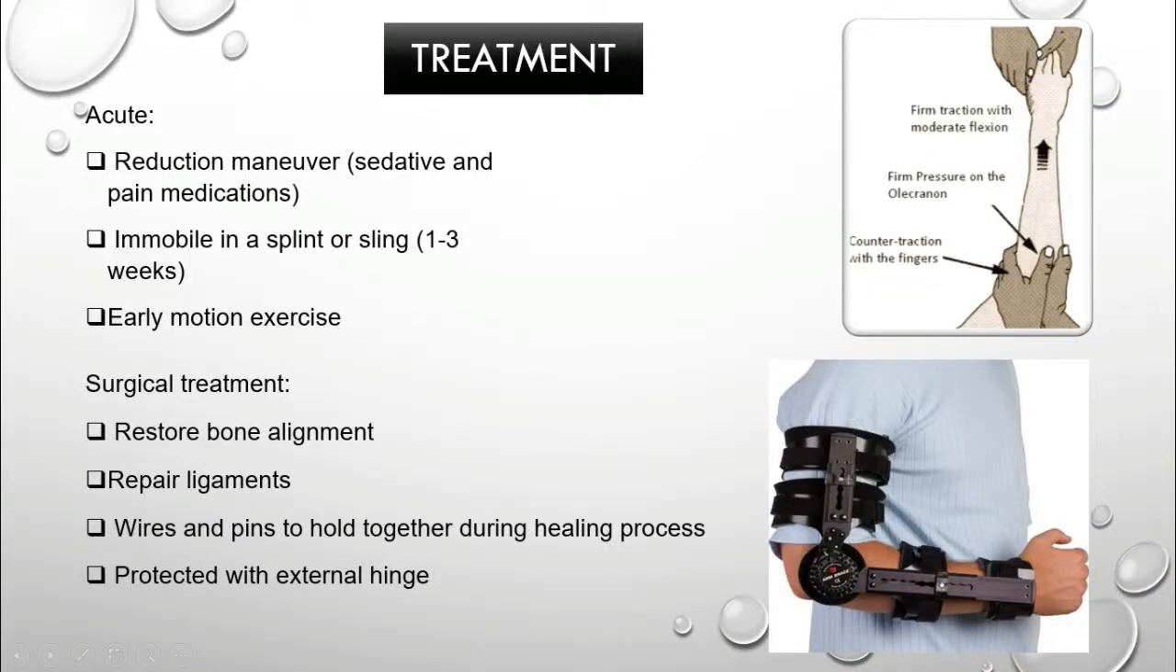For acute treatment of elbow dislocation, you can use medication. Second, try to immobilize your elbow by using a splint or sling. Next, you can practice early motion exercise.